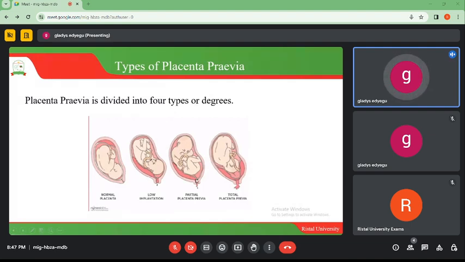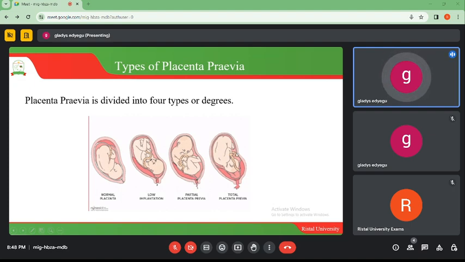So this one can be more dangerous than the first one, the low-lying implantation. So you have to look at this critically and see how you are going to handle this mother when she comes into labor. And we also have to know, because when you look at this grade 2 kind of placenta previa, it has two different types within the grade 2 placenta previa.